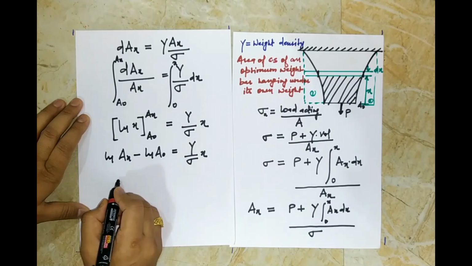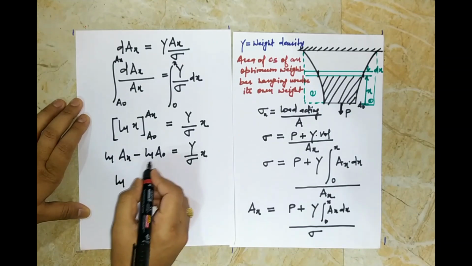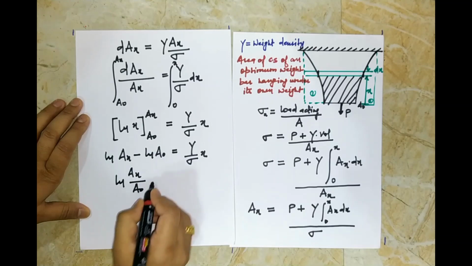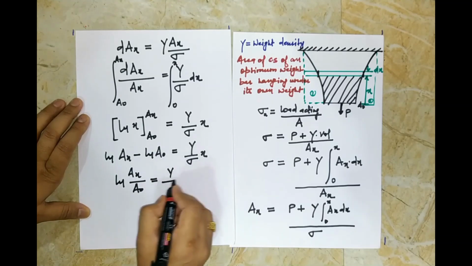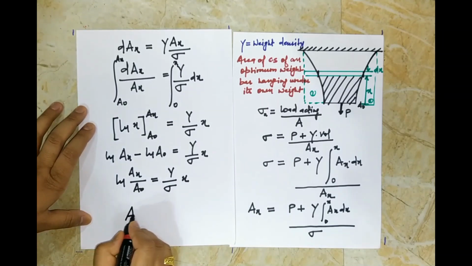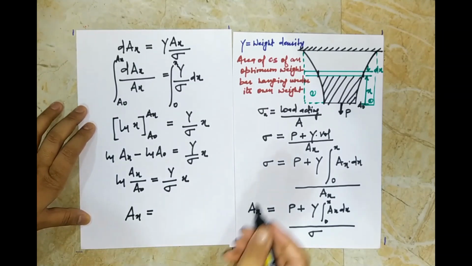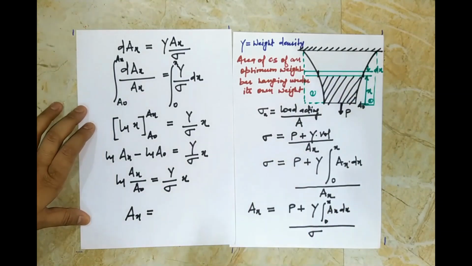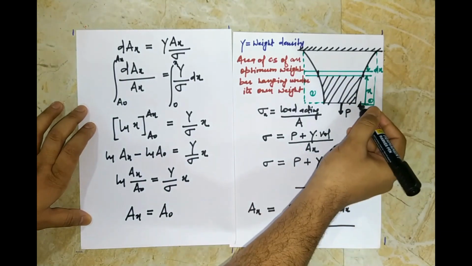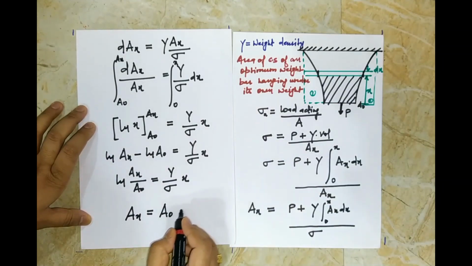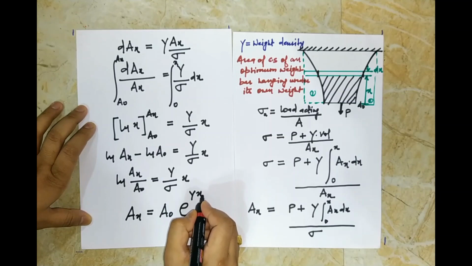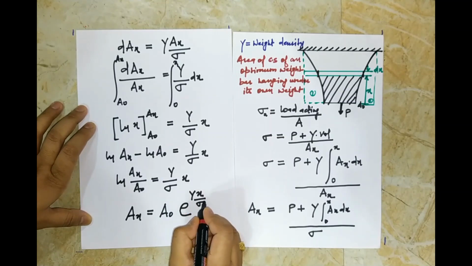It's a property of log that we can write it as a division. So ln of Ax by A naught is equal to gamma by sigma into x, and Ax finally, that is the area of cross section at any x from the bottom, will be equal to the initial area of cross section here, A naught, into exponential of gamma x by sigma.